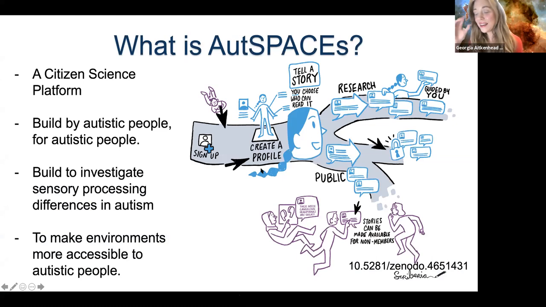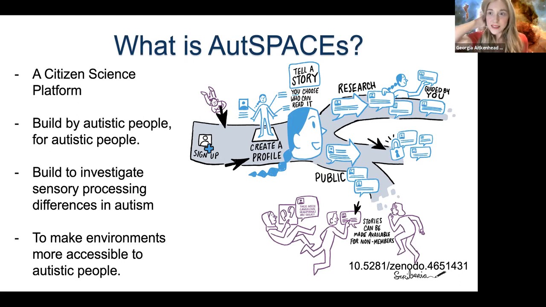So I'm going to talk in a little bit more detail about the specific program that myself, Sue, Sarah, and Otis have all been working on with a number of other people. So this is AutSpaces. It's currently being prototyped. Basically, it's a website where autistic people can share experiences of their daily lives. And those experiences will then be used to understand more about sensory processing differences. So around 90%, depending on the study, of autistic people have sensory processing differences, and it's sometimes been used as a criteria of diagnosing autism, although that fluctuates.